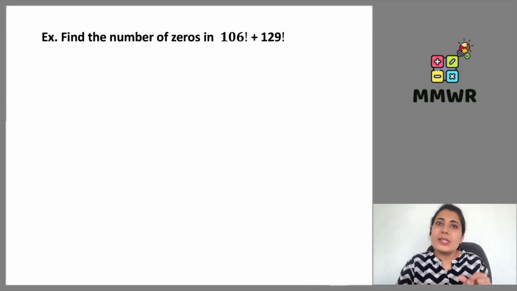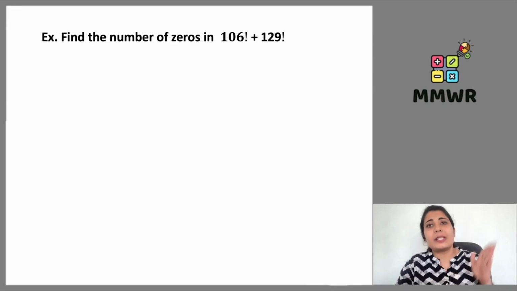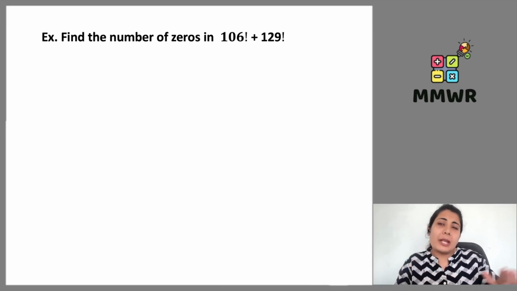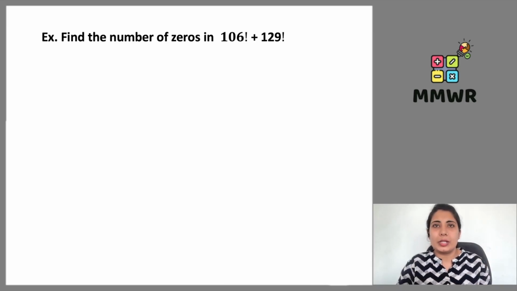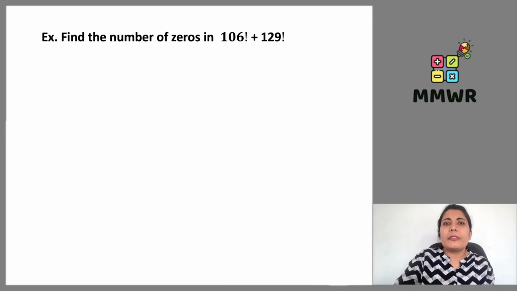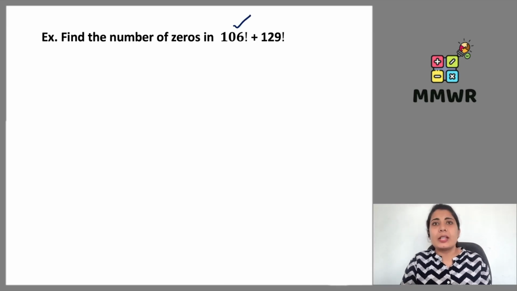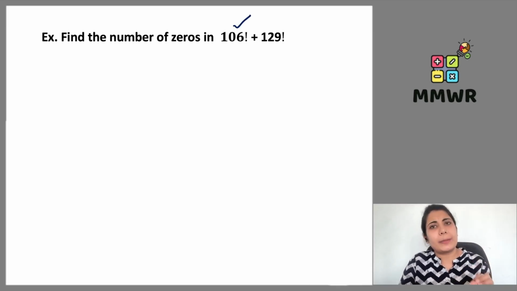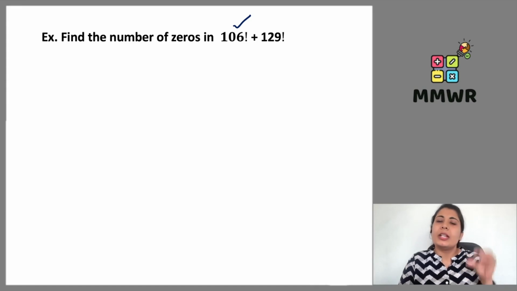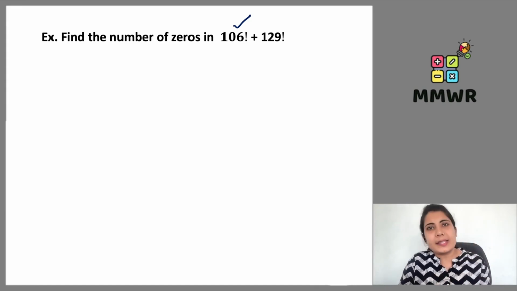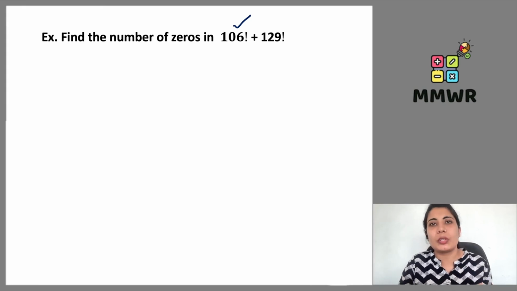So if we split it like this, 129 multiply 128 multiply 127, it will be a lot of time taking for us to calculate this value. So that is why we will be giving the preference to 106. Simplify the smaller number only and find how many zeros are in it, because in the bigger number of course there are more zeros. Smaller one will give us fewer zeros, and in case of addition subtraction we are in need of fewer zeros only.